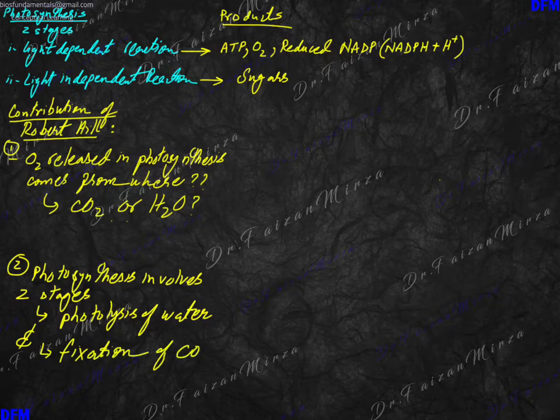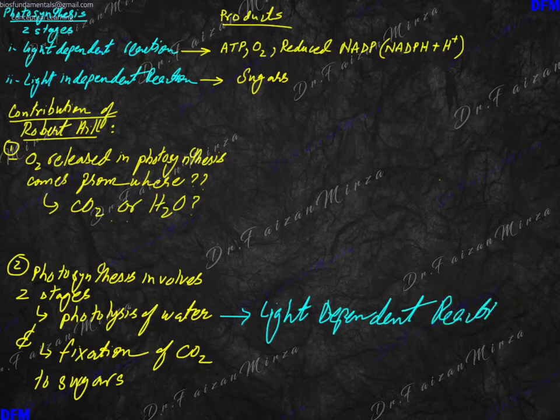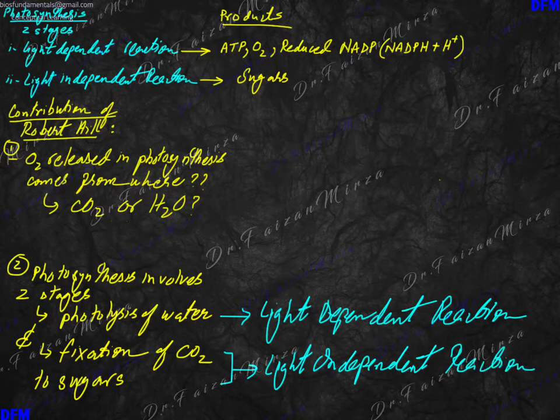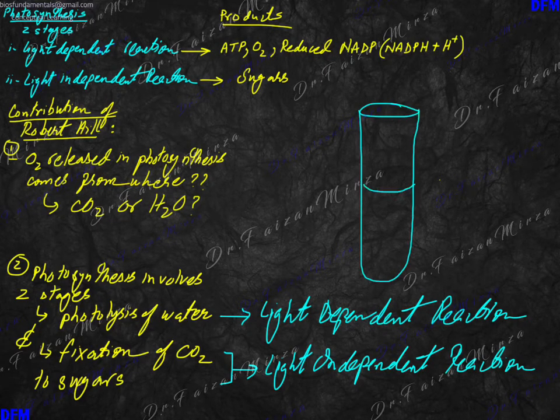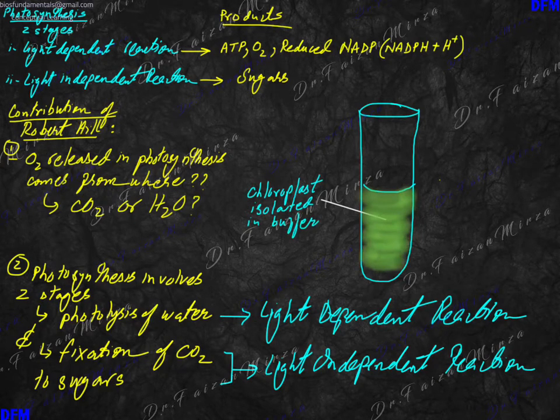Number one, photolysis of water, and number two, fixation of carbon dioxide to sugar. So photosynthesis occurs in two stages, the light dependent reaction and the light independent reaction. This was highlighted by Robert Hill only. What was Robert Hill's experiment? The Robert Hill experiment was very simple. Now we can say that it's simple, although it is nothing less than a scientific marvel.